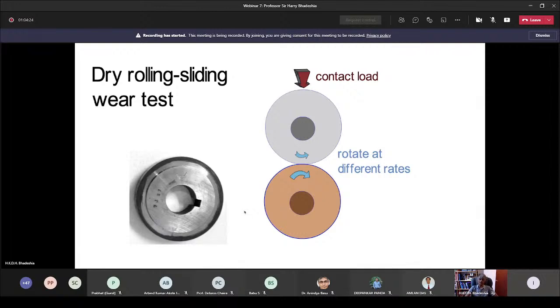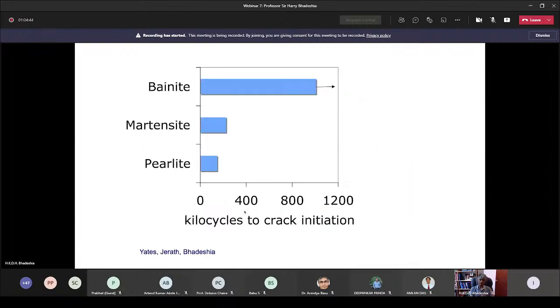Now, when you do that, it gives you an indication that your steel is good or not good, or how it compares with standard materials. But ultimately, you must do a full-scale test. So the data I'm going to show you next come from full-scale tests of wheels on rails. Much more expensive tests, okay?